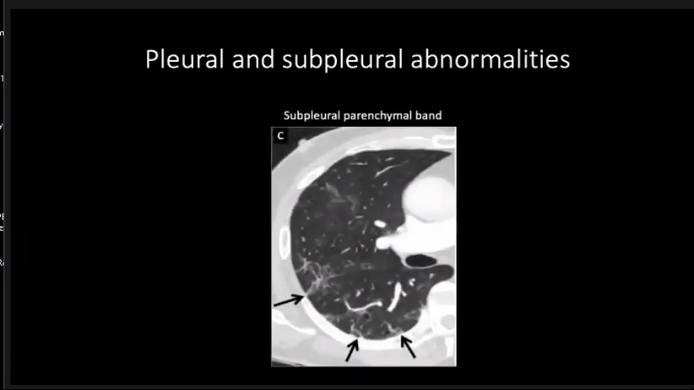Next is the subpleural parenchymal band, which is a linear opacity, usually 1 to 3 millimeters thick and up to 5 centimeters long. It is perpendicular and usually extends to the visceral pleura, as pointed by the arrows. It is often thickened and retracted at the point of contact with the visceral pleura, and it reflects parenchymal fibrosis and is usually associated with distorted lung architecture.